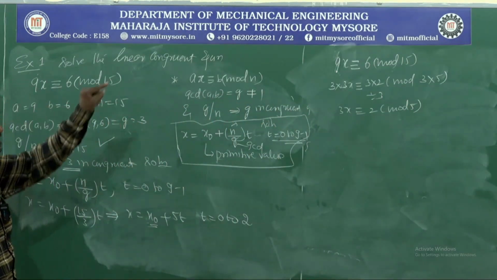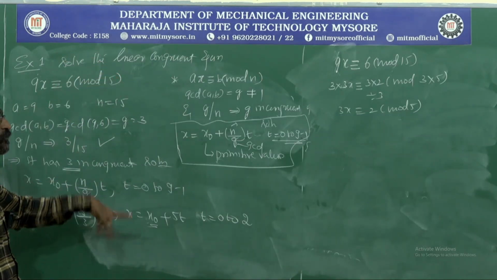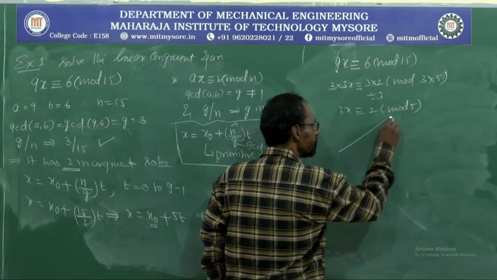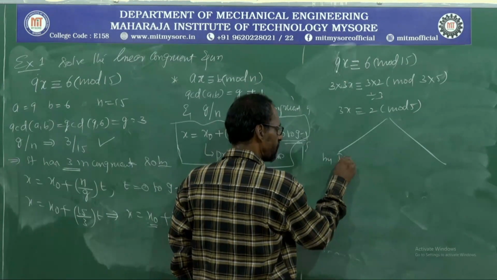Once you find the x using this, that is your x naught, substitute and I am going to get the solutions. Now how do we find the value? There are two approaches. One is by inspection.